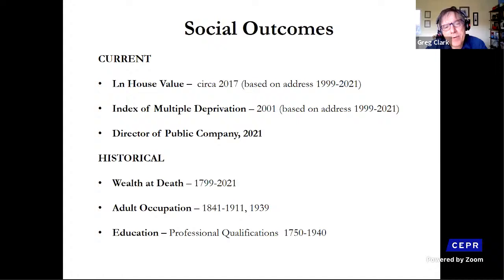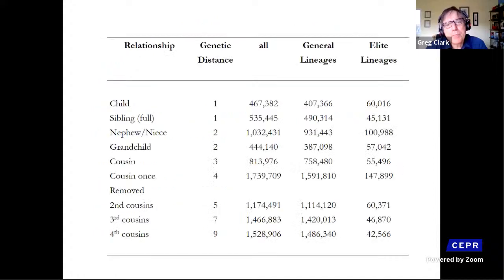And then historically, for everyone who died in England, we have their wealth at death, we have their adult occupation from the census and the population register of 1939. And then for earlier people, if they got professional qualifications, we typically have lists of those who have those qualifications, including, for example, a complete record of everyone who went to Oxford or Cambridge, which were the only universities in Britain before the 1830s.